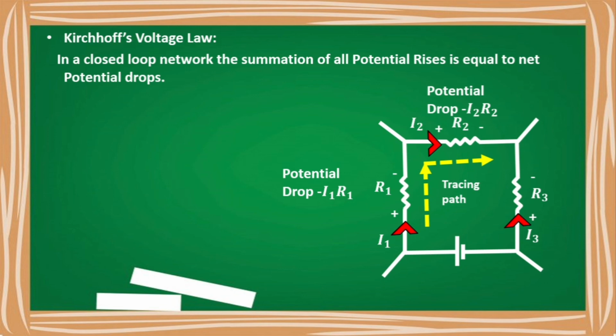But what about the tracing path? I want to follow the clockwise direction. I have started over here, I came here, I'm going downwards. So this is the clockwise direction. Let me follow this way. But according to my tracing path, I come across the minus sign first, that is the lower potential first, and then thereafter the higher potential. So this is a potential rise. So I write the expression as plus I3 R3.